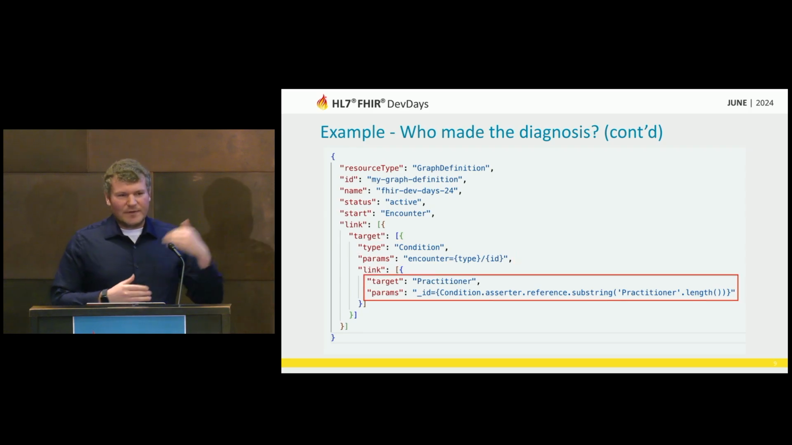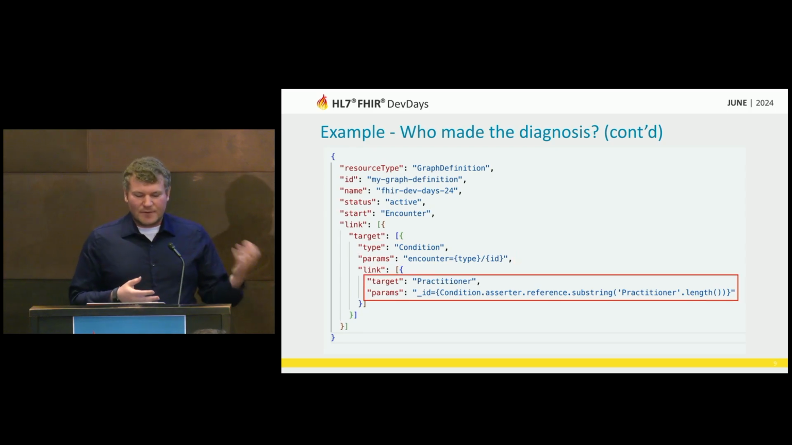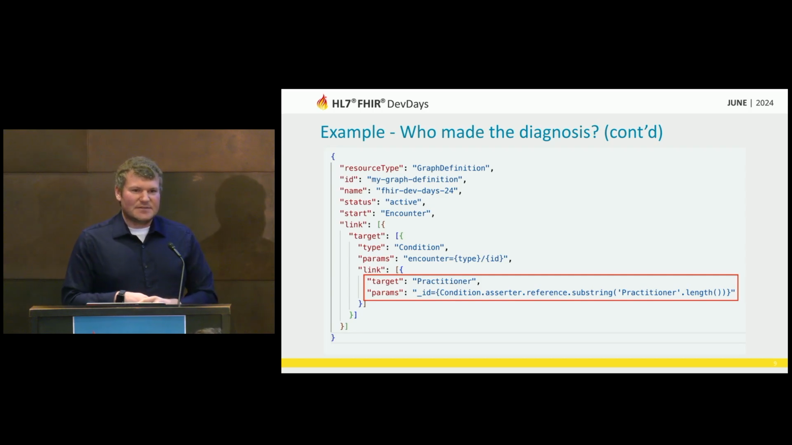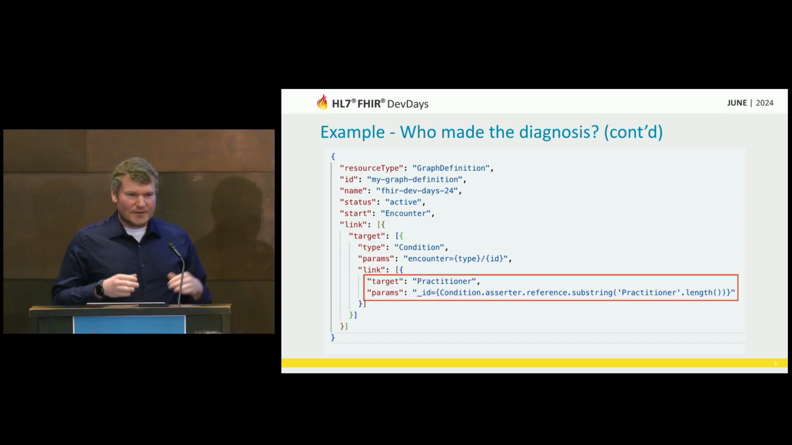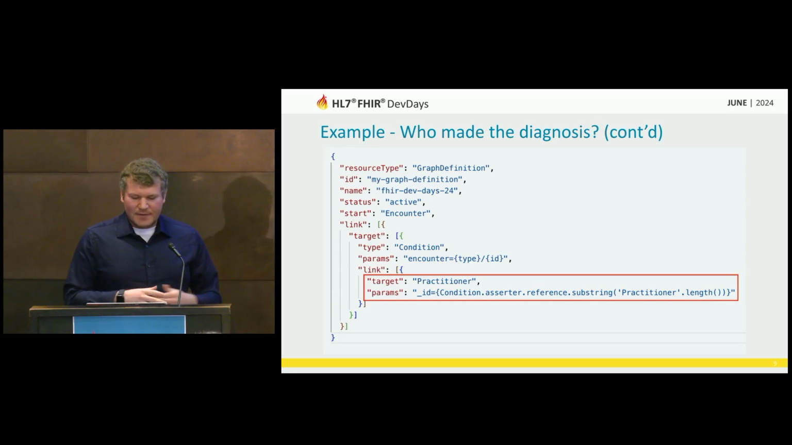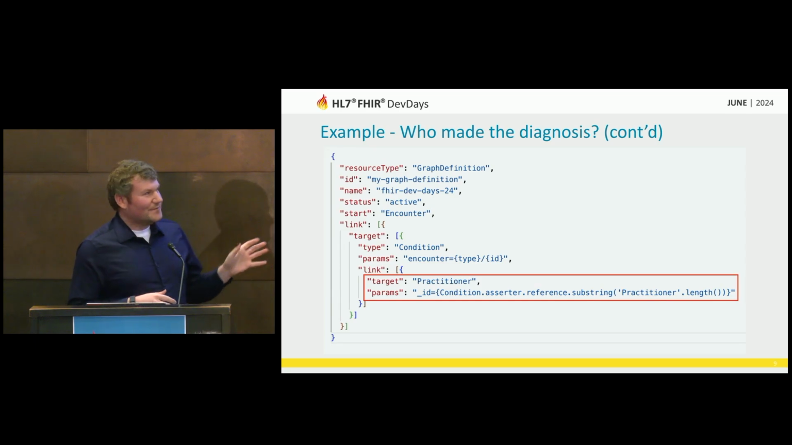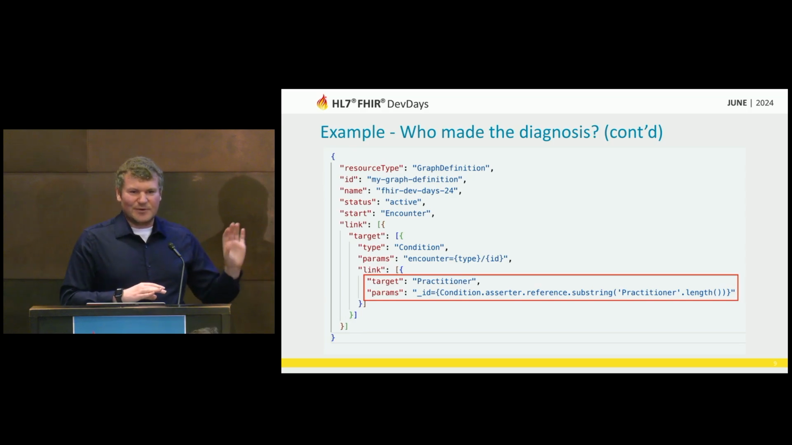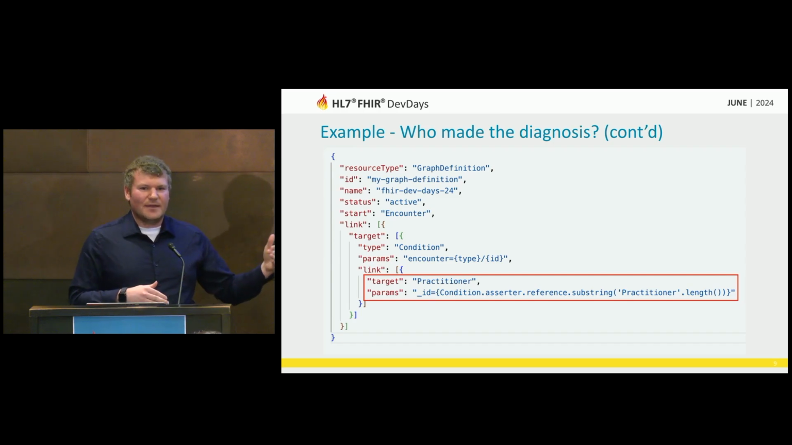And then we go one level deeper. Now that we've returned that condition resource, we have a target for a practitioner, which is what we eventually want. And again, we're doing another FHIR search here. You'll notice that this one actually is using FHIRpath. So we're saying condition.asserter, that's the field. And we're getting the reference and doing some funny business here to get rid of the prefix and only get the ID. And then we're basically doing a FHIR search to get the practitioner where that ID is the one that we have from our condition.